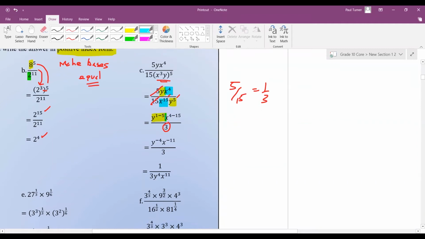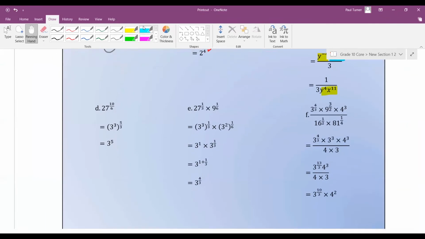So that's 4 minus 15, because you've got a division here. So we subtract the power. So we end up with x to the minus 11, then y to the minus 4. Now I want positive power, so you bring both of those down underneath here. So you get y to the 4, x to the 11, like that there.